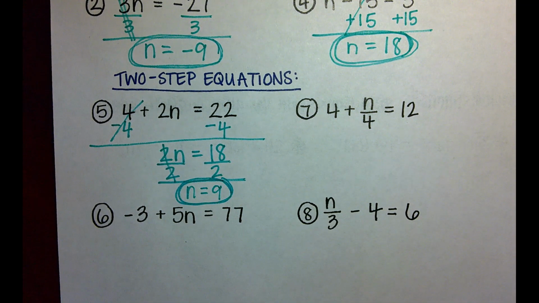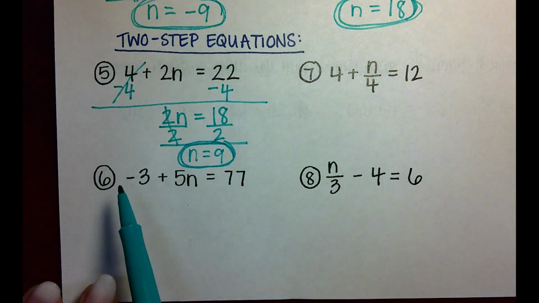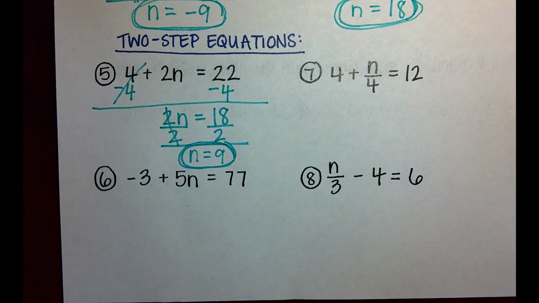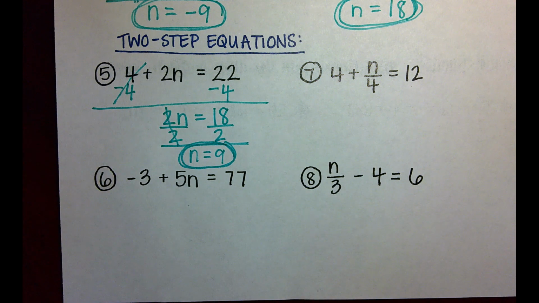Any questions on number 5? Okay, let's look at number 6. -3 plus 5n equals 77. You add -3 on each side. Oh, yes. So I hear 2 different things. Add -3 and add 3. Which one should it be? Add 3. Ooh, okay, so let's talk about it.